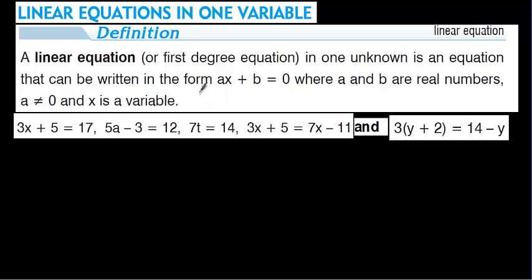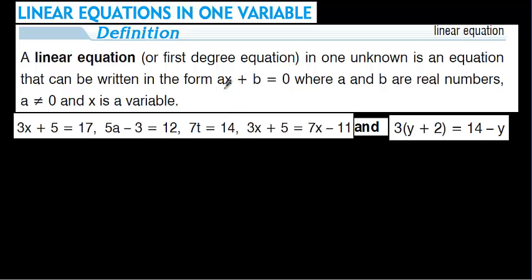It is called a linear equation, with one unknown. If we have only one unknown, it is called a linear equation. So 3x plus 5 is equal to 17, or 5a minus 3 is equal to 12, 7t is equal to 14, and 3x plus 5 is equal to 7x minus 11, or 3 times y plus 2 is equal to 14 minus y. All these have one unknown. They are written with one unknown, and that's why it is called a linear equation.